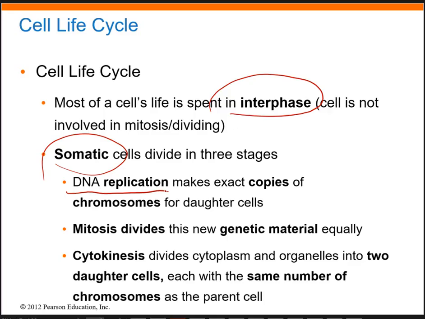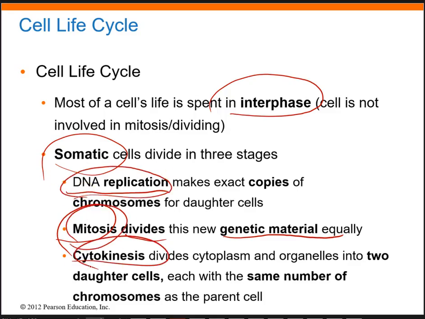Once the cell has two copies of its DNA, then it does the actual process of mitosis. Mitosis is how the cell divides the new genetic material equally so that each baby cell gets 46 chromosomes. And then finally, so we have DNA replication, mitosis, and then the very final thing that happens is cytokinesis. Cytokinesis is the actual physical splitting of the cells. So the cytoplasm and the organelles and all the other stuff that's in there just physically gets separated or pulled apart into the two daughter cells.